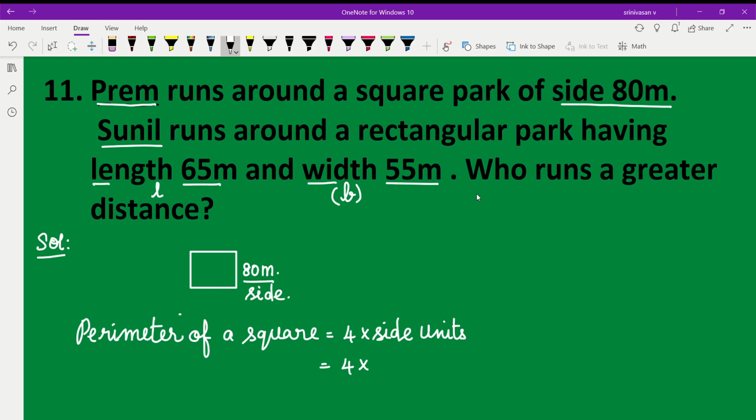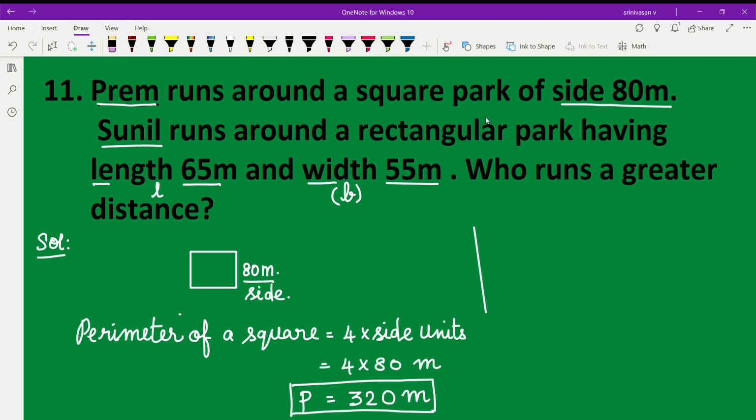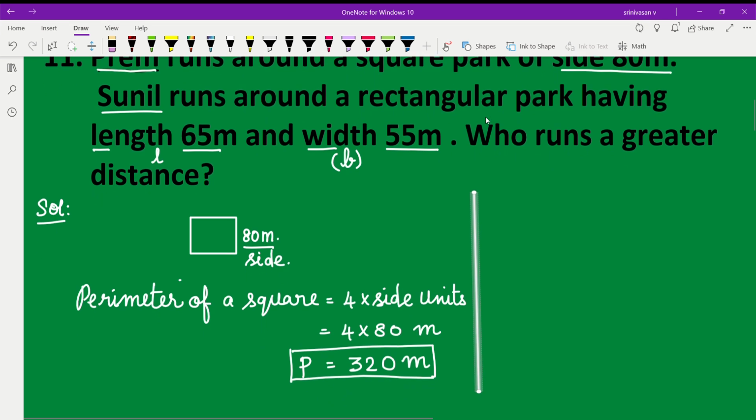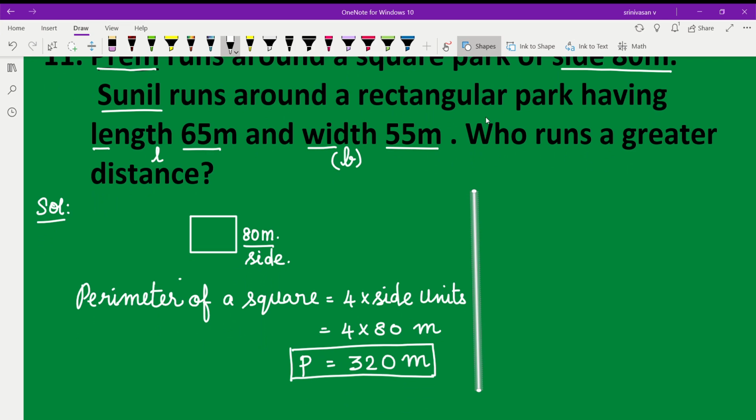Here the side is 80 and the unit is meter. So 4 8s are 32 and add this 0. So what is the perimeter of a square park? It is 320 meter. Now let us find the other perimeter, which is a rectangular park. Here the length is 65 meter and the breadth is 55 meter.